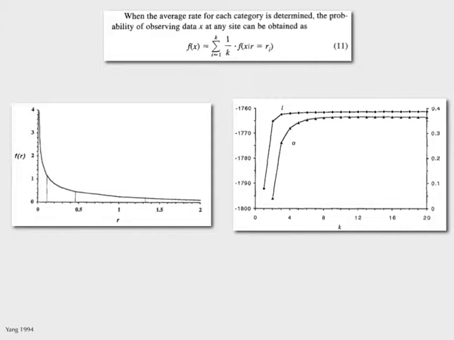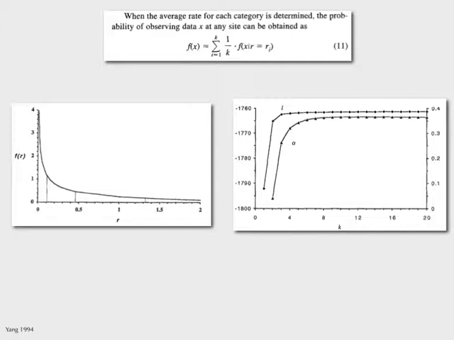Okay. So all these reasons can lead to heterogeneity in the rate of evolution along a sequence. One way that it's dealt with is with the gamma function. Gamma is a two-parameter continuous function, just like a normal distribution is a two-parameter continuous function, but gamma can have various cool shapes.